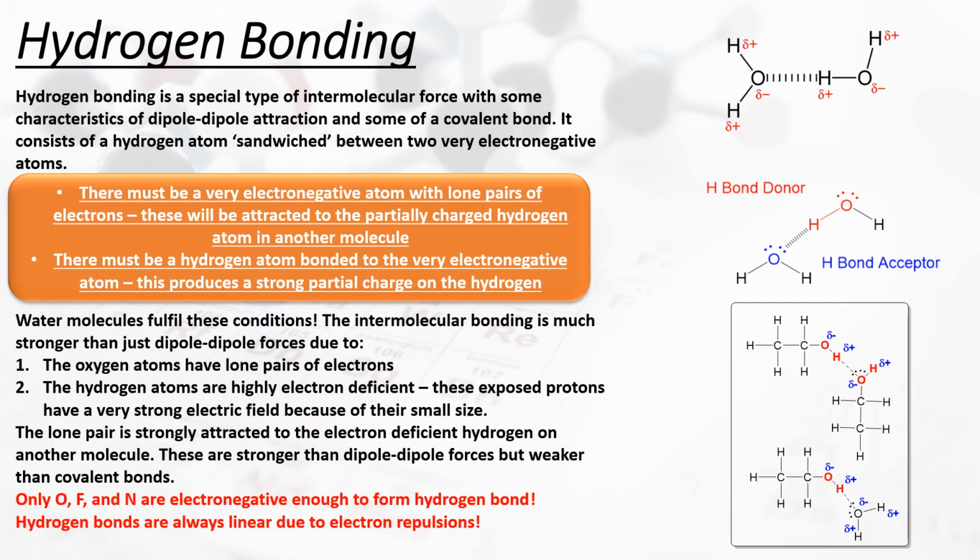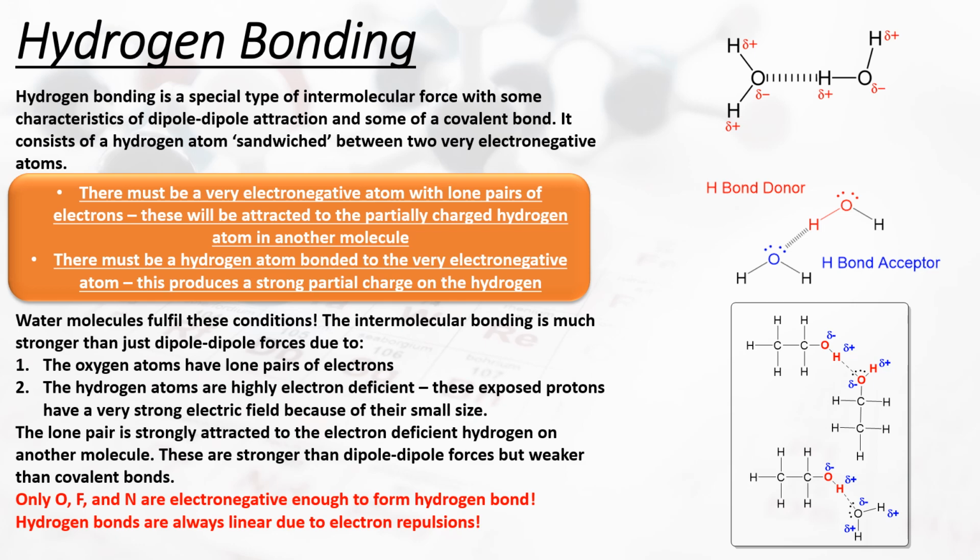Now these are stronger than dipole-dipole forces, but they are weaker than covalent bonds. So again, remember that hydrogen bonding isn't actually a bond, it's an intermolecular force that acts between molecules. And only oxygen, fluorine and nitrogen are electronegative enough to form hydrogen bonds. Therefore, if we look at some molecules and we have oxygen, fluorine or nitrogen with a hydrogen attached to them, we know that hydrogen bonding can occur. The example at the top here is the water molecule.